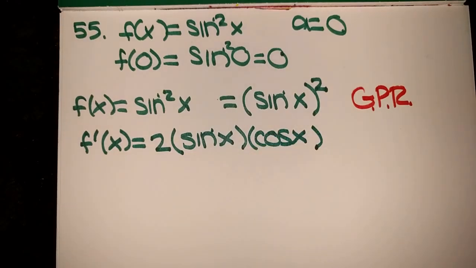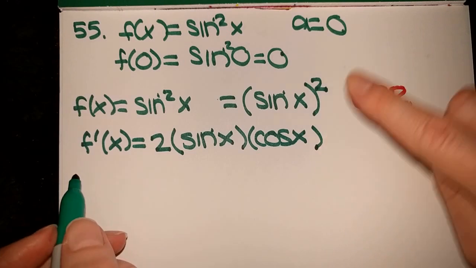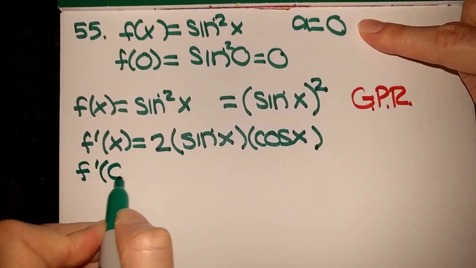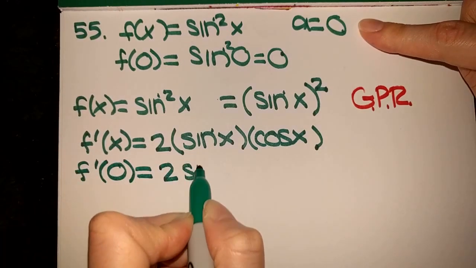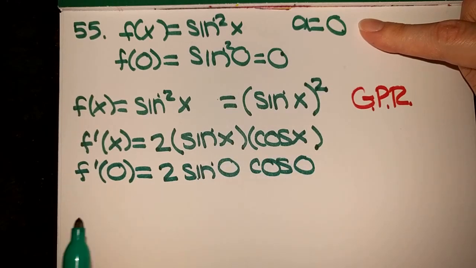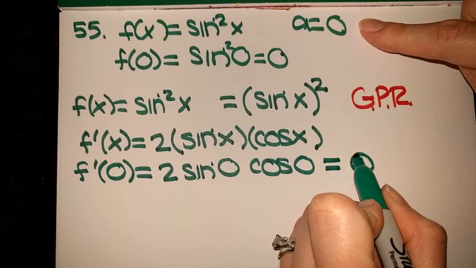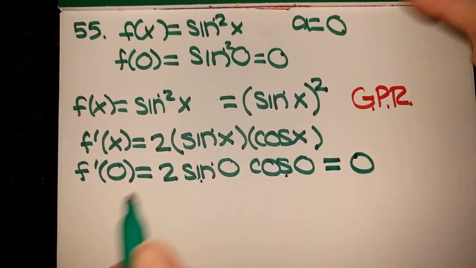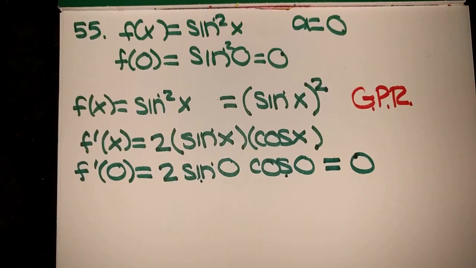Now, for the linearization, we need to evaluate this at the center of the linearization. So we plug in 0. Now, sine of 0 is just 0, so this will evaluate to 0, because you have 0 times 1 times 2. All right, so this is going to be kind of a peculiar looking linearization.